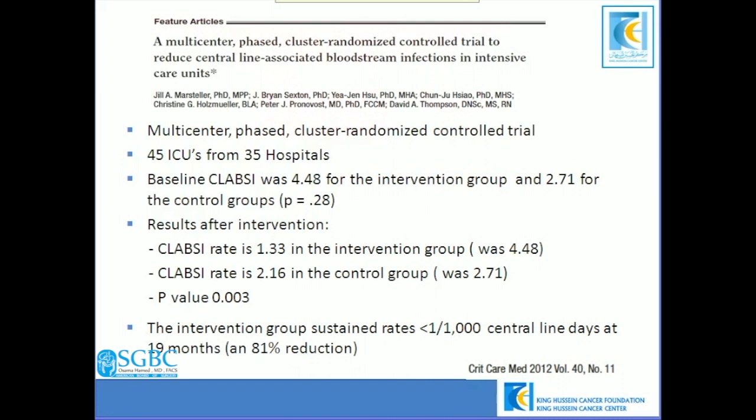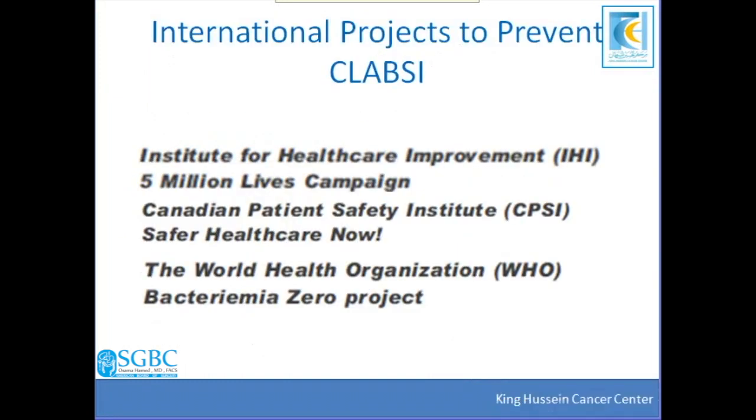He looked into it, people were so skeptical about his results. So he did a prospective randomized trial, with more than 45 ICUs. He classified these ICUs into an intervention group versus a no intervention group. The baseline CLABSI in the intervention group was 4.48, and the baseline for the control group was 2.7. After the implementation of his five simple interventions, the CLABSI rate dropped from 4.48 in the intervention group down to 1.33. But for the control group, it stayed almost the same. So this can tell you if you apply these five simple interventions, you can reduce the rate significantly.